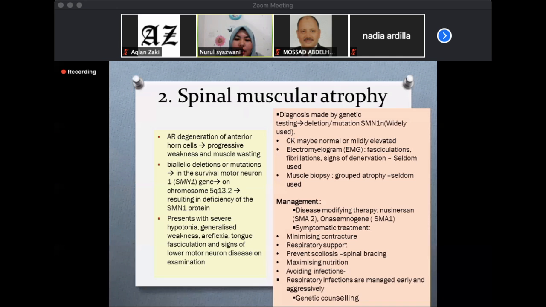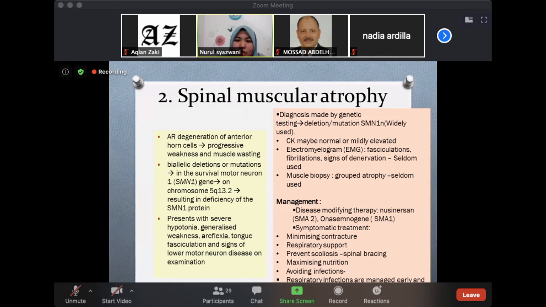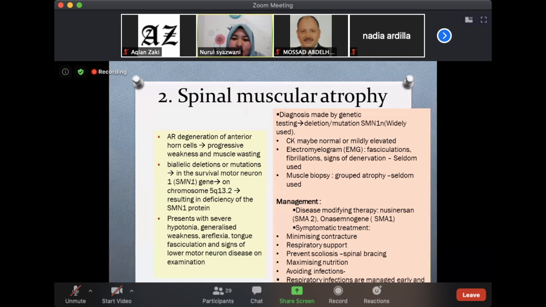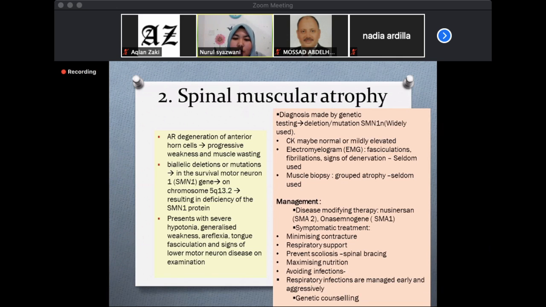Regarding the management of spinal muscular atrophy, we can give disease-modifying therapy, which includes nusinersen and onasemnogene. We also need to treat symptomatically. If there is scoliosis, we need to put on spinal bracing. If there is a problem with nutrition, we need to maximize the nutrition. And if the baby or infant has a respiratory problem, we need to give respiratory support or a ventilator.